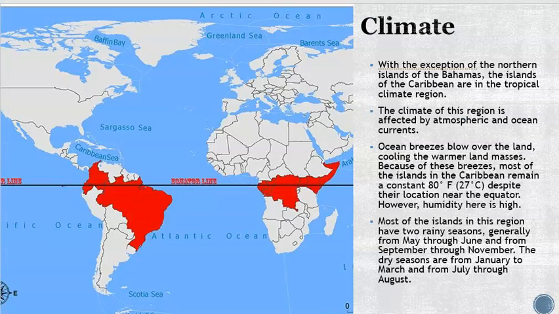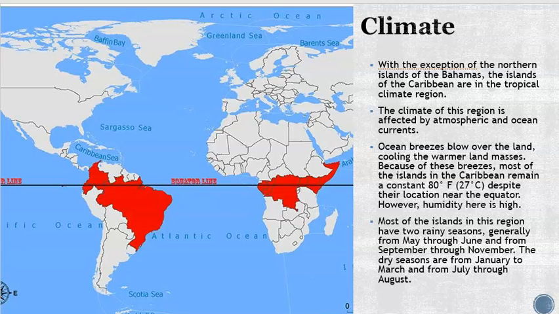The climate of the Caribbean, as you can see, we've got the equator here. Right in this area, you have the Caribbean. So most of the Caribbean is going to have a tropical climate due to its location near the equator. The only exception would be the northern islands of the Bahamas. They might have more of a temperate climate.